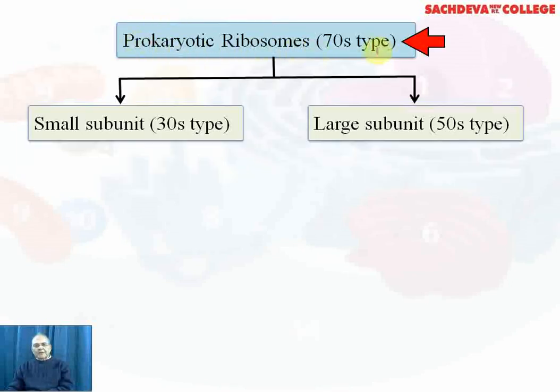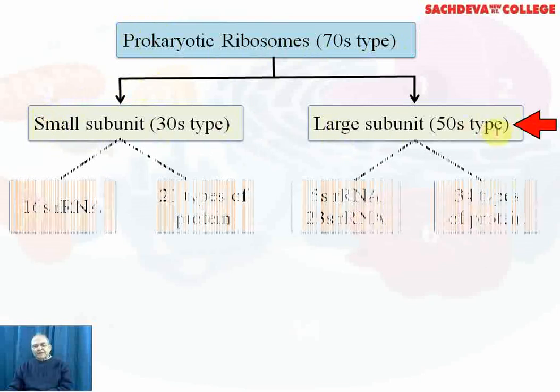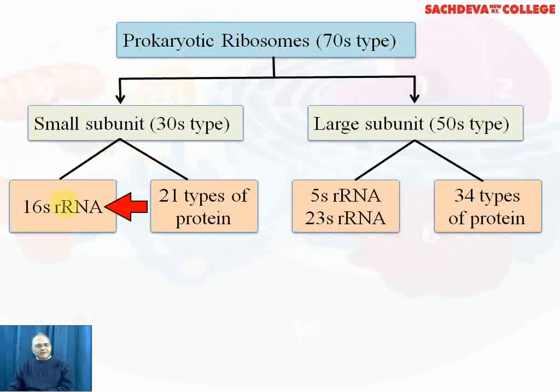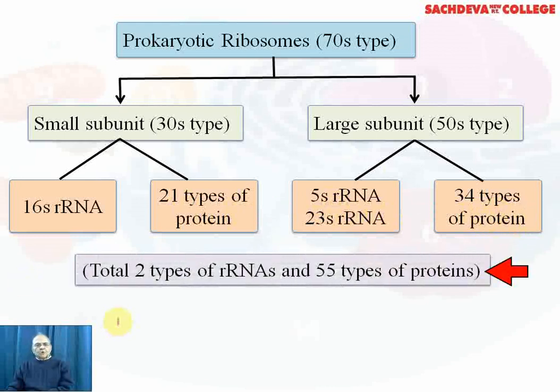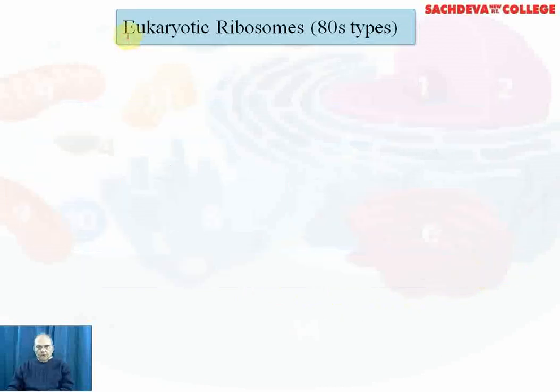Prokaryotic ribosomes have two subunits, a small subunit 30S and a larger subunit 50S. The 30S has 16S rRNA and 21 types of protein. The larger subunit has 5S rRNA plus 23S rRNA and 34 types of protein. Total 3 types of RNA and 55 types of protein in the prokaryotic ribosome.